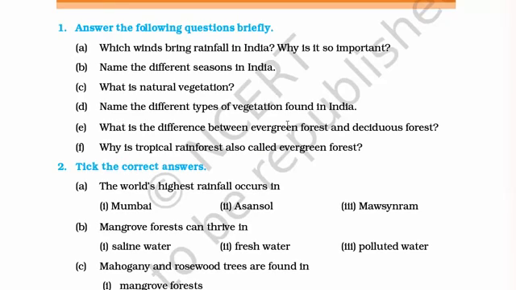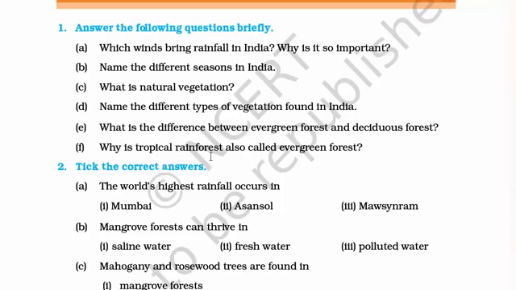What is the difference between evergreen forest and deciduous? So remember this, evergreen forest is nothing but tropical rainforest. So evergreen forests are forever green because they receive heavy rainfall, and deciduous forests are those forests that consist of trees that shed their leaves at some point of the year. That is the huge difference between them.